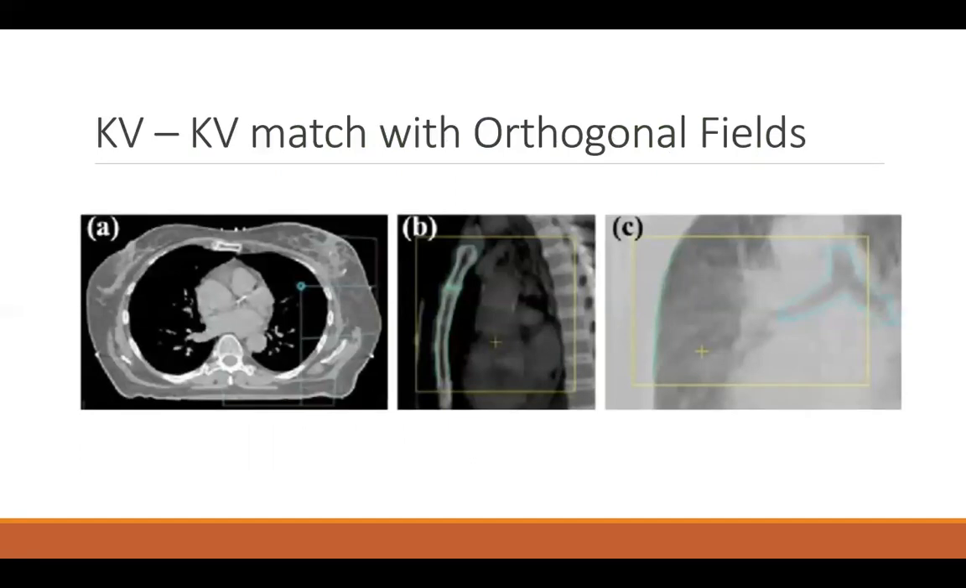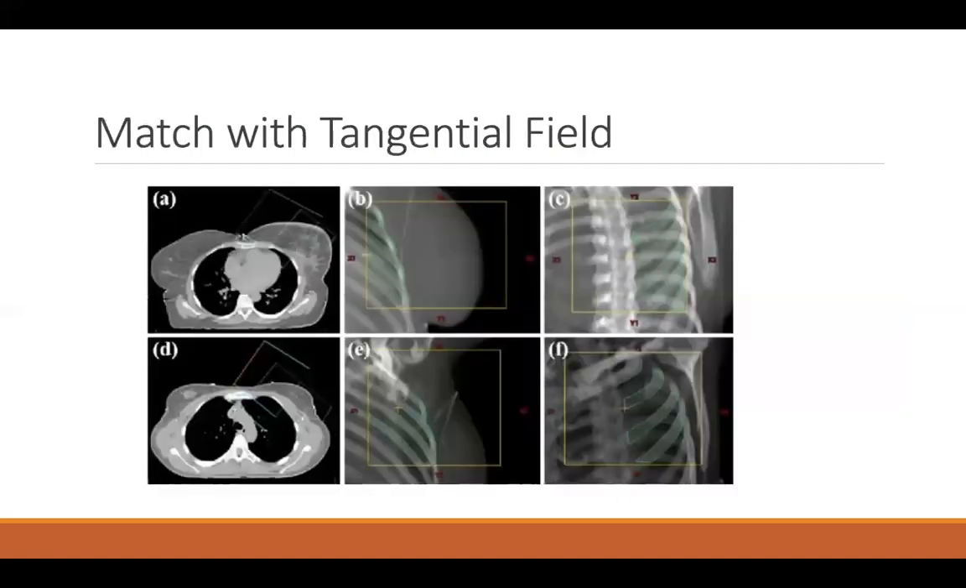Here, the kV-kV images match with the orthogonal fields image. So in this image, when you treat the patient, you have to match or verify. Suppose for a DIBH patient, you have to match very carefully the sternum region, rib areas, and also try to match with the vertebral body. Match with the tangential field. In the tangential or treatment field, you can also check that your treatment areas or treatment fields are properly matched.